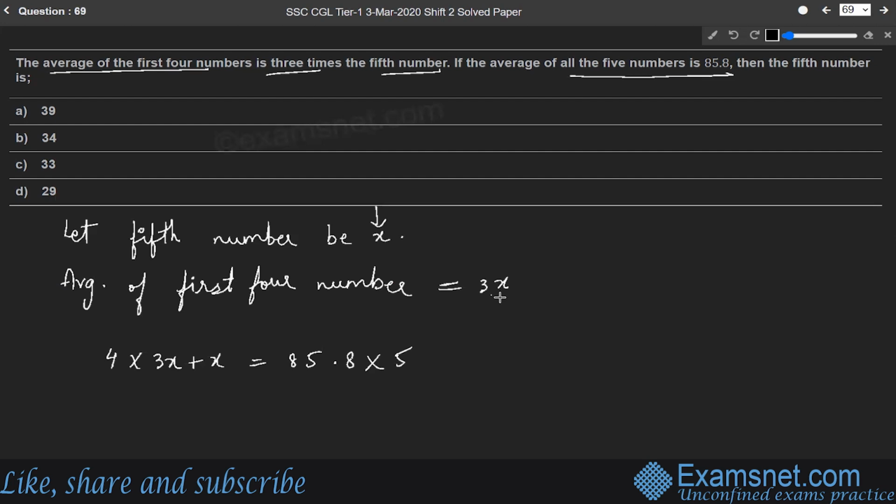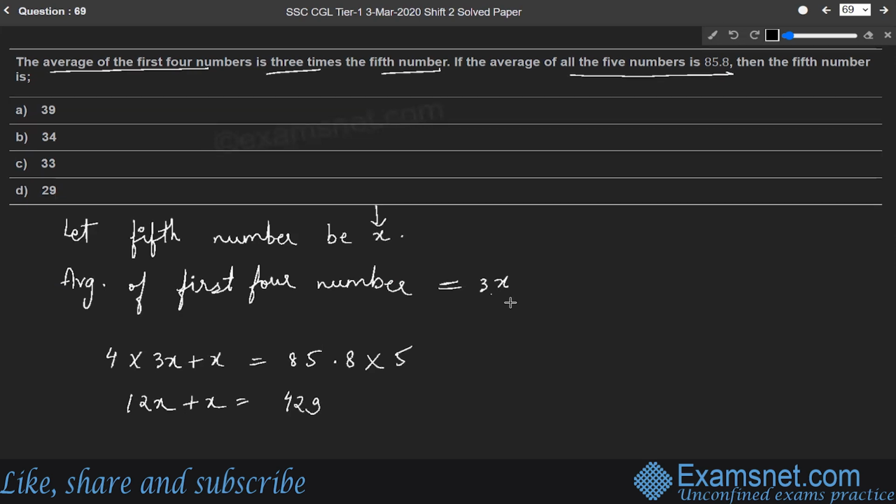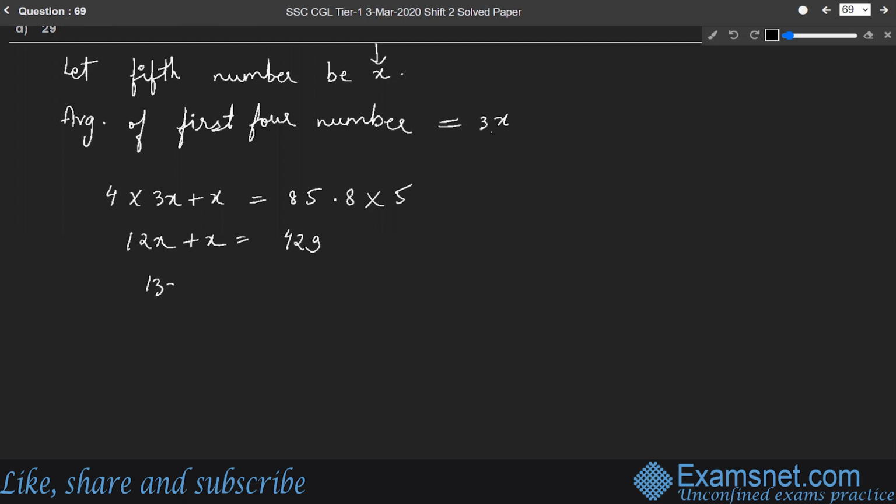Now what we have to do is we have to simply solve this. 4 into 3x is 12x. 12x plus x is equal to 85.8 into 5. When we multiply this, we get 429. Now, 12x plus x is 13x. 13x is equal to 429. So, x will be equal to 429 by 13. When we further cancel this, this will be equal to 33. 13 into 33 gives 429. Therefore, the value of x is 33.